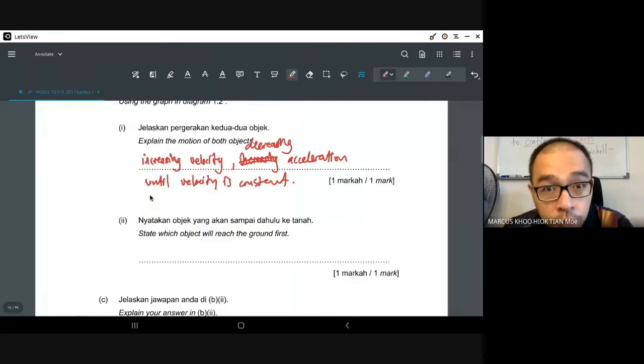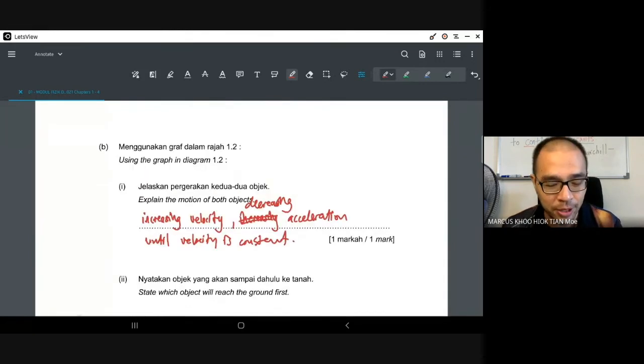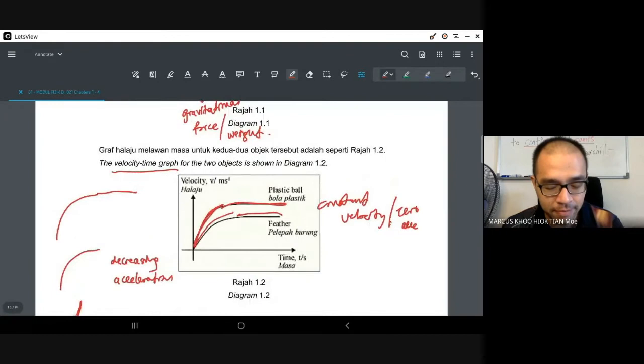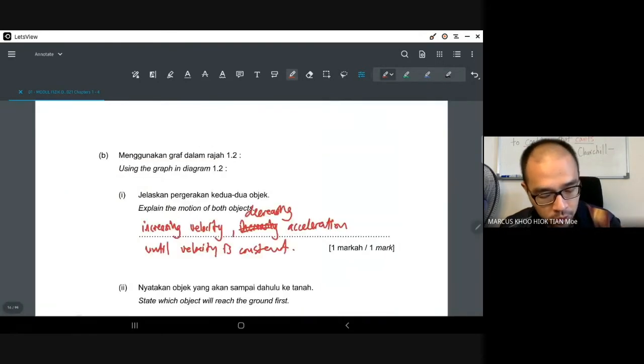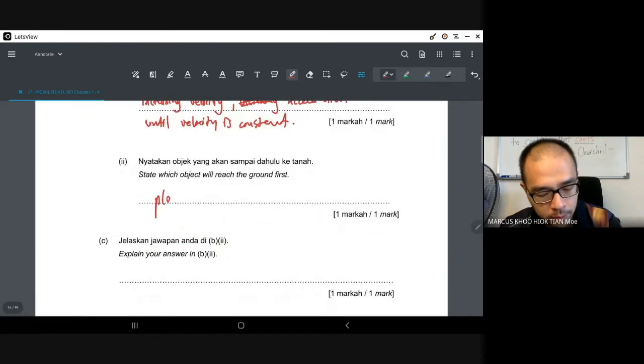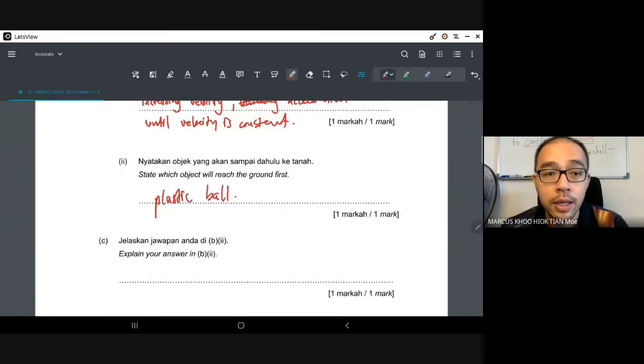Is it still moving? Yes, it is still going to move until the velocity hits zero. So which object will reach the ground first? Logic will tell you. Do you think the feather will reach first or the plastic ball? Obviously it's the plastic ball, because it has a higher velocity. So it will be the plastic ball.